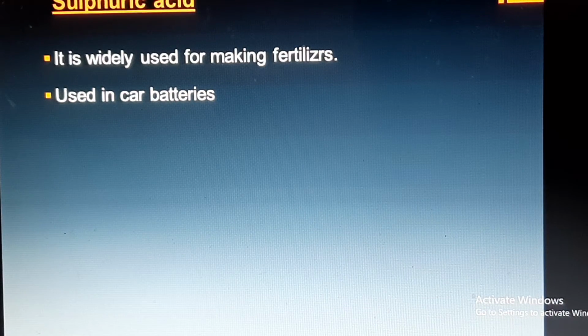Next is sulfuric acid. What is the use of sulfuric acid? It's widely used for making fertilizer. Same as nitric acid, sulfuric acid is also used for making fertilizers. And another use given here is in car batteries. We know in car batteries there is a liquid, and that liquid is sulfuric acid.